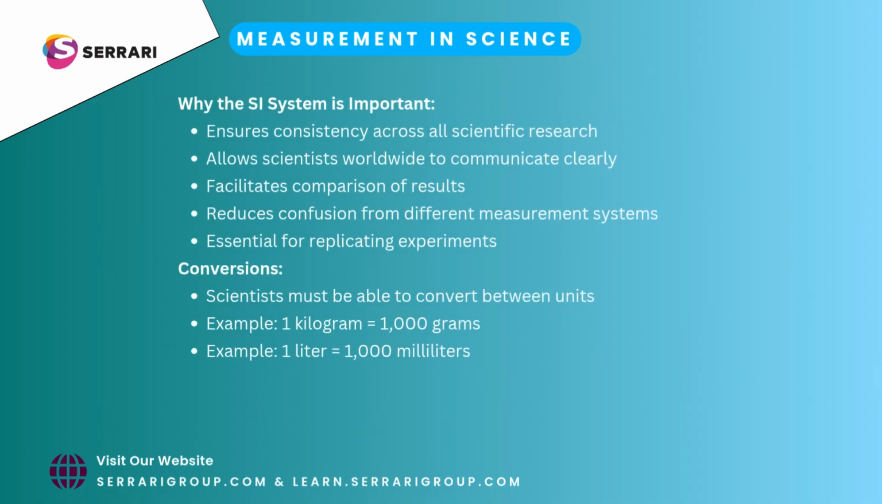Why the SI system is important. Ensures consistency across all scientific research. Allows scientists worldwide to communicate clearly. Facilitates comparison of results. Reduces confusion from different measurement systems. Essential for replicating experiments.